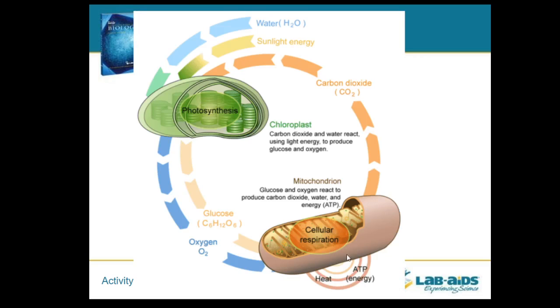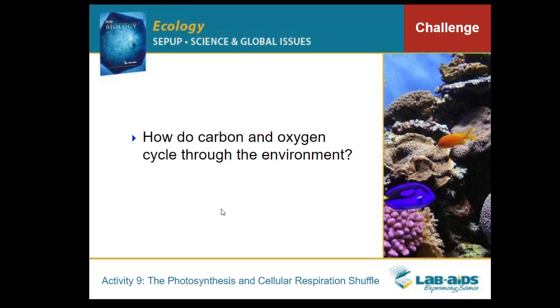Here's another diagram showing the cycle and the process, and how they loop and feed into each other, so it's critical that they remain in balance. What we're going to explore today is what happens if the balances of those change. What if we change the level of CO2? How does that affect photosynthesis and ultimately cellular respiration as we work around the cycle? So we're going to explore this question: how do carbon and oxygen cycle through the environment?